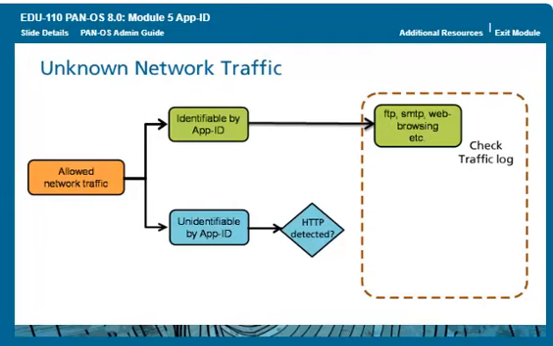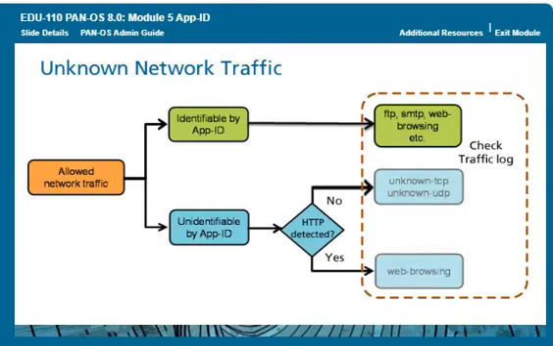Applications known to AppID are named in the traffic log, viewable at Monitor, Logs, Traffic. For example, an application could be identified as FTP or SMTP. An application that uses HTTP initially might be classified as web browsing, but as more packet data becomes available, the application could be more specifically identified, for example, as Google Docs Base.